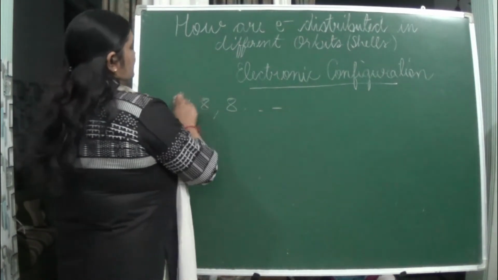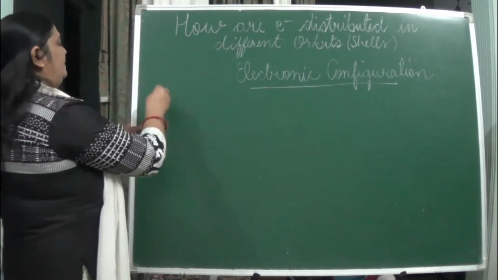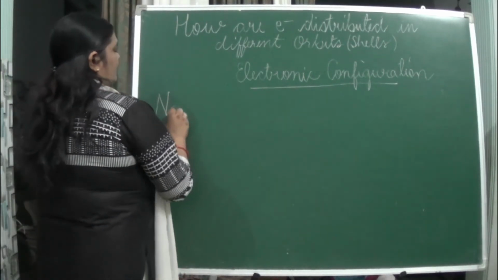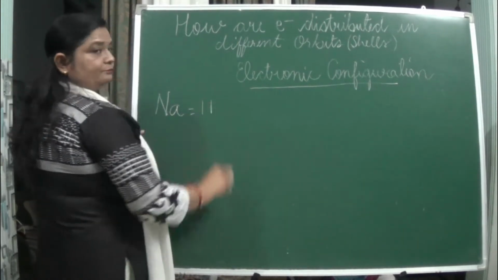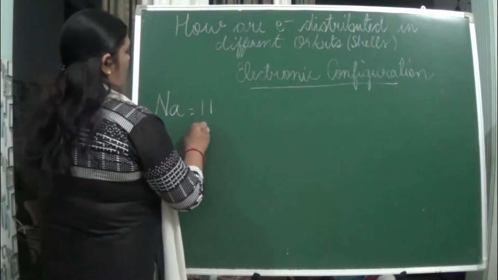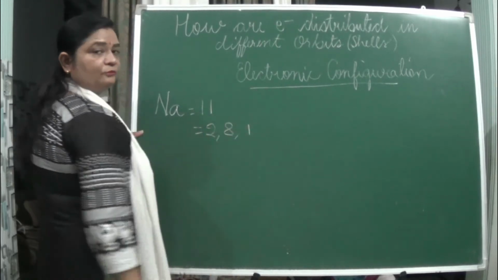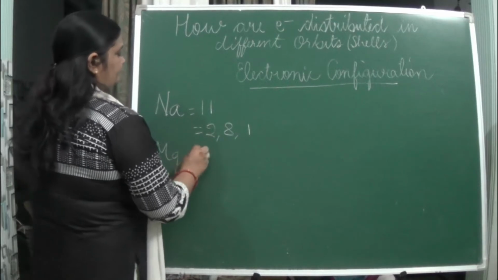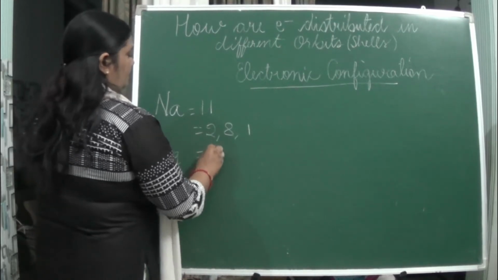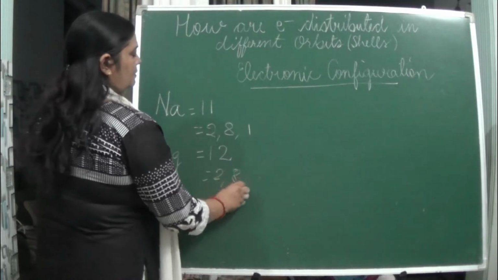So let us take some elements. Starting with an element like sodium. Number of electrons is how much? 11. Now how will it be arranged? 2, 8 and 1. Take magnesium. Its atomic number is 12. So it will be 2, 8 and 2.